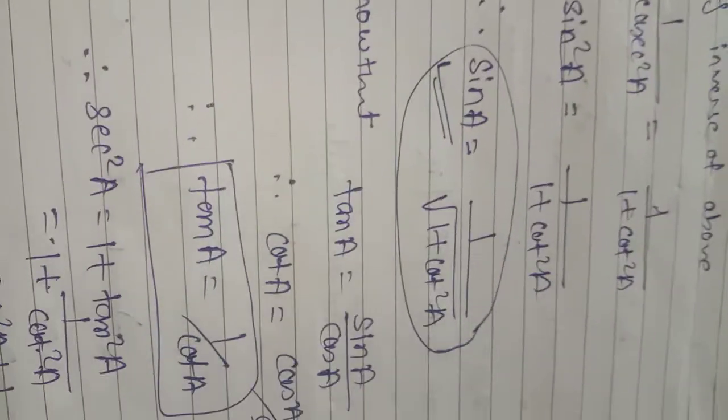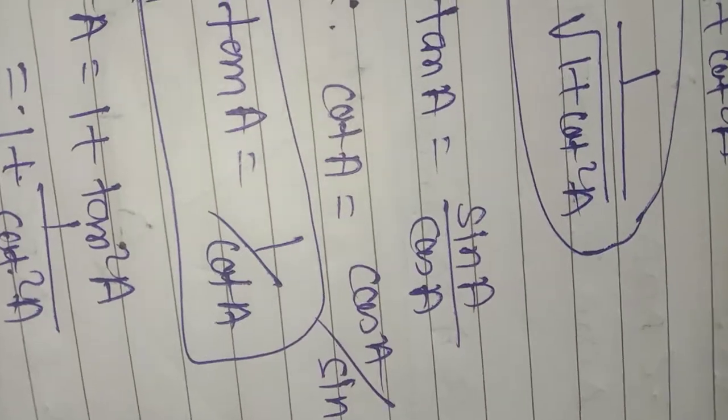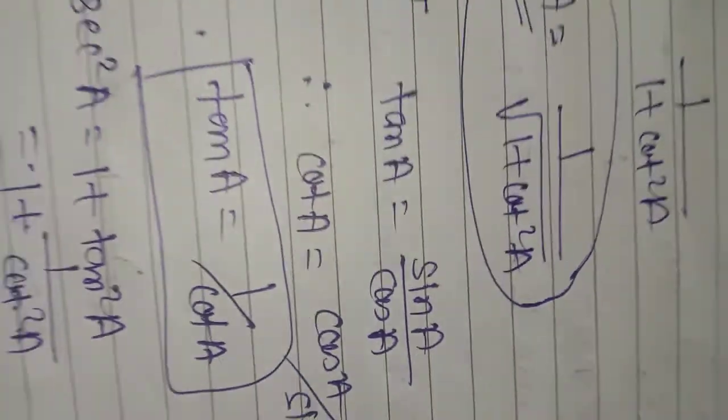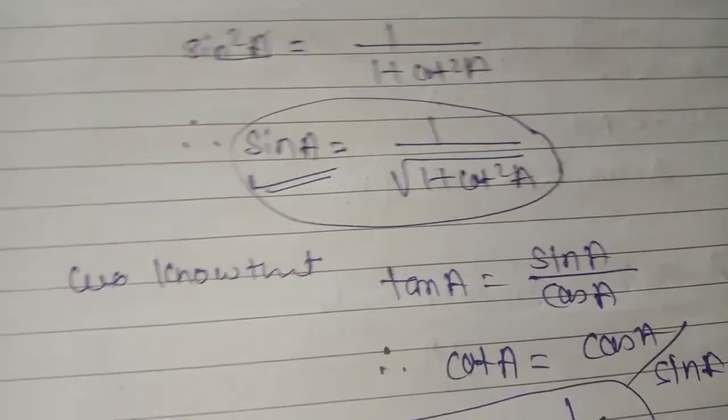Clear? So how did I do this question? For that I had to remember all the identities, otherwise it is not possible. Clear? So I am giving you question number 2 as an assignment, because you have to follow the same procedure for question number 2 also. So let's proceed to the third question.